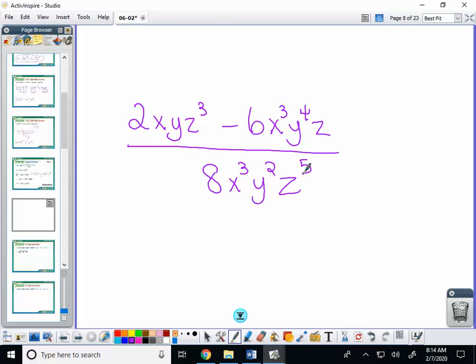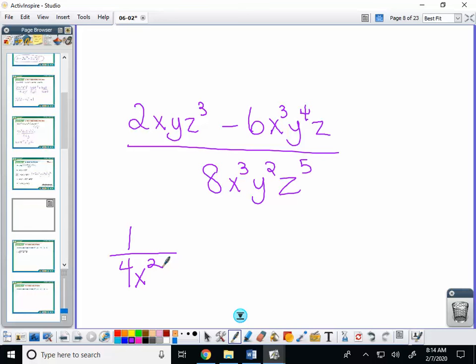If we start with our coefficients, I have 2/8. What does the fraction 2/8 simplify to? 1/4. 1/4. I have x divided by x cubed. Well, 1 minus 3 is -2, isn't it? So where will that put x? In the bottom. I've got x squared in the denominator.